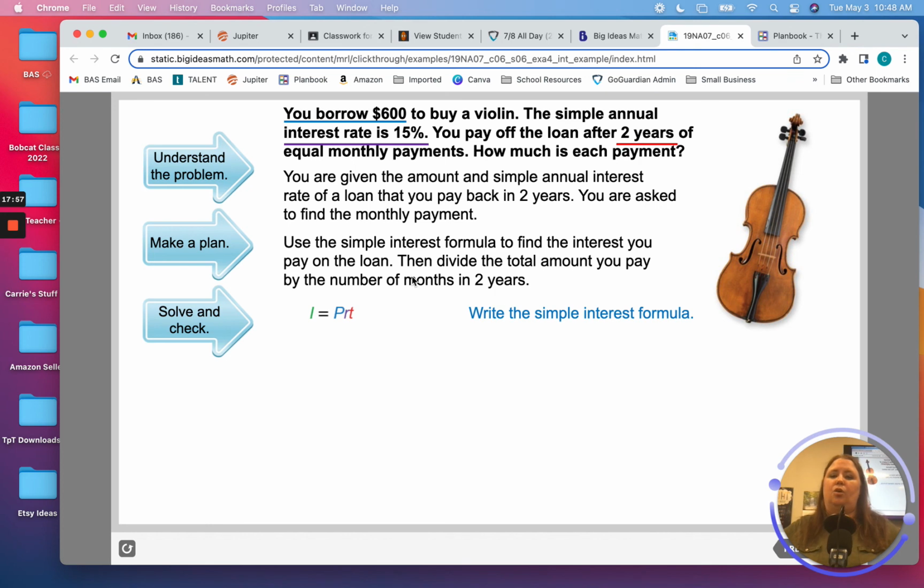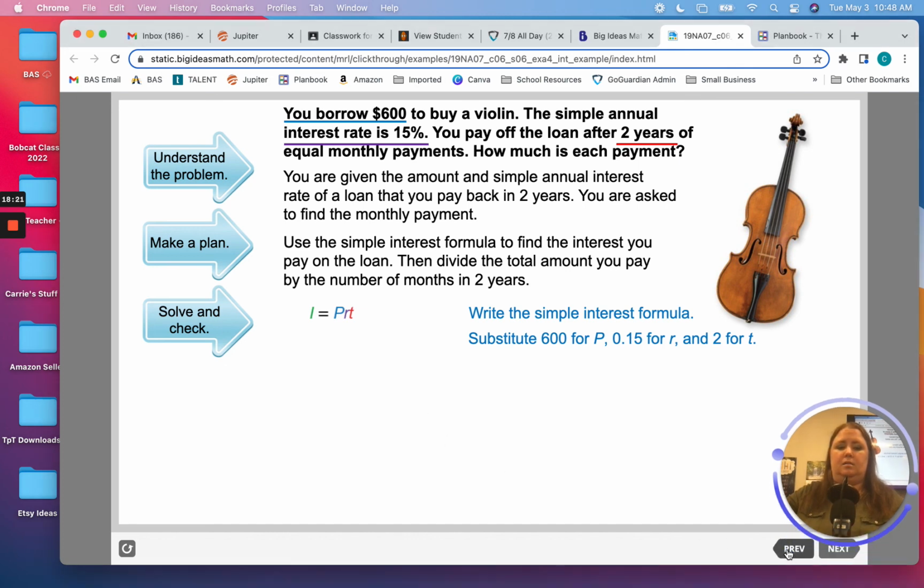So what is our interest? Do we know? That's 15%, that's the rate. Do we know the actual dollar amount? No, that's what we're solving for. We're trying to find out how much interest we're going to pay. What is our principal? $600, the money we borrowed. What is our rate? 0.15. And for how long are we borrowing? 2 years. So we're going to plug all those in.